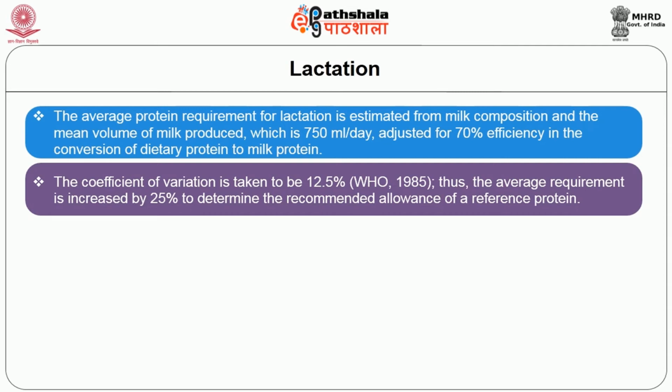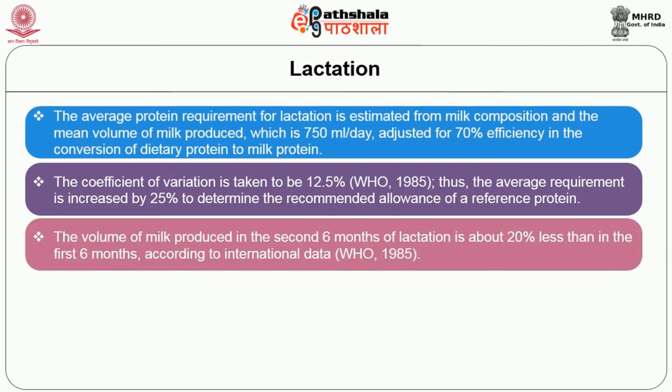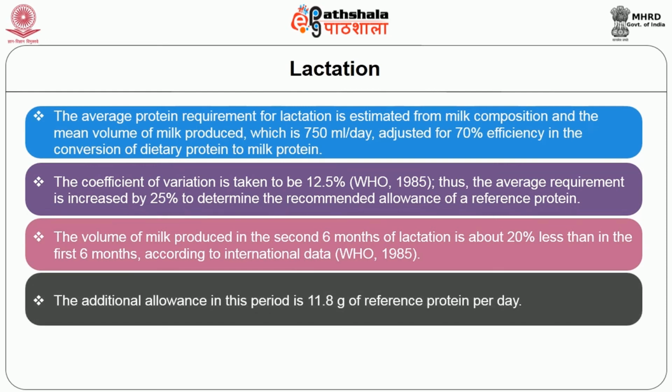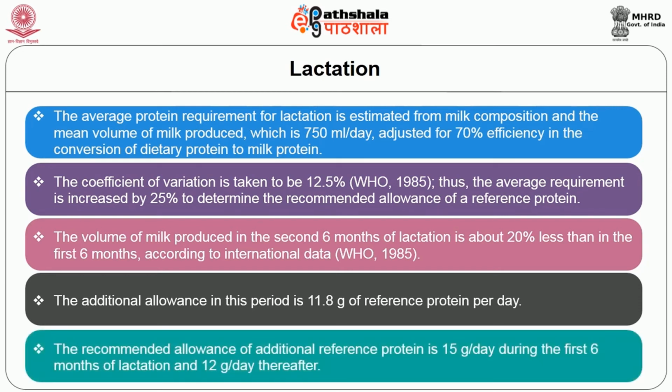Thus, the average requirement is increased by 25% to determine the recommended allowances of a reference protein. The volume of milk produced in the second 6 months of lactation is about 20% less than in the first 6 months. According to international data, WHO 1985, the additional allowance in this period is 11.8 grams of reference protein per day. The recommended allowance of additional reference protein is 15 grams per day during the first 6 months of lactation and 12 grams per day thereafter.